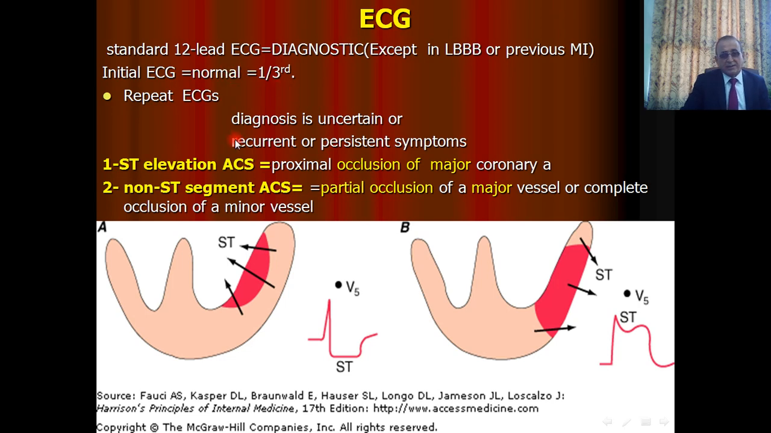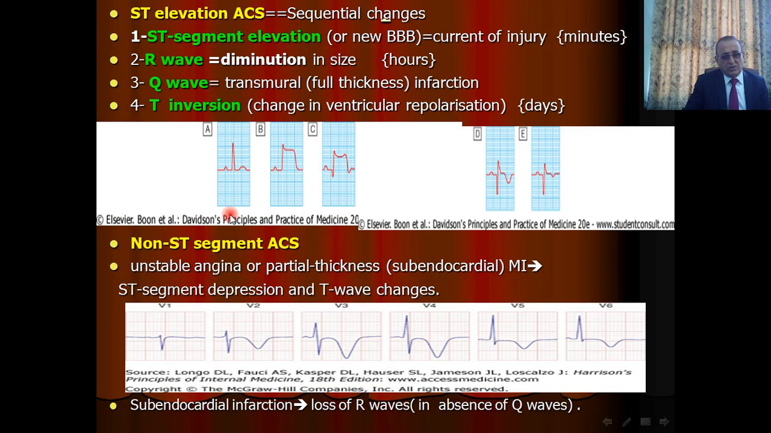The ECG then will show, as I told you, either of the two possibilities. ST elevation, which indicates occlusion of a major coronary artery, say the right coronary, left main stem, left anterior descending, circumflex, where you have ST elevation and transmural infarct. Sometimes you will have no ST elevation, but let's say ST depression or T inversion. This is partial occlusion of a major, or complete occlusion of a minor vessel, say diagonals, obtuse, marginal, etc.